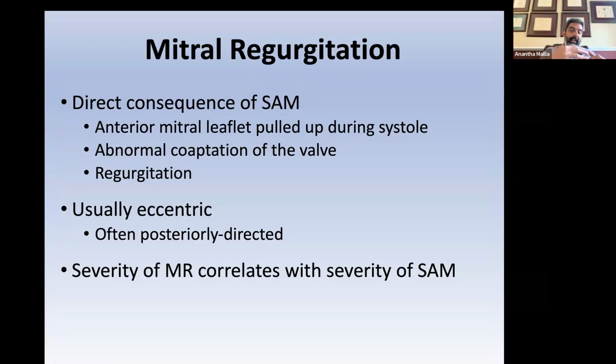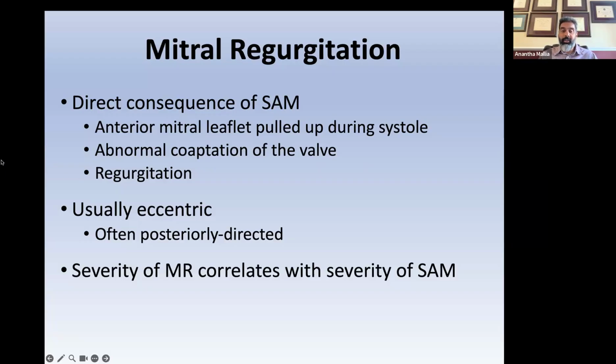So the worse the obstruction is, the worse the SAM is, and the worse the SAM is, the worse the mitral regurg is. In many ways, the degree of mitral regurgitation can be looked upon as an indicator of the severity of the dynamic obstruction. So this is a functional regurg. There's nothing structurally wrong with the valve. It's being functionally made insufficient by that systolic anterior motion.